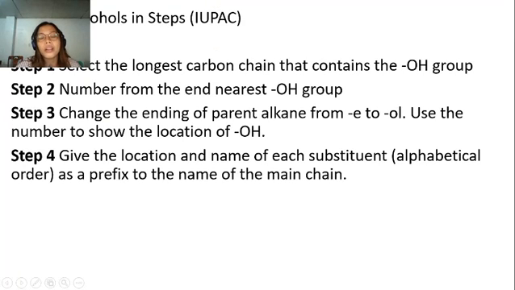So naming alcohol steps. Based sa IUPAC ni, step 1: select the longest carbon chain that contains the OH group. So later makita na natin ang step by step ang numbering nila kung nga nag-amo ng iya pangalan. So una, select the longest carbon chain that contains the OH group. So amo na siyang origin.